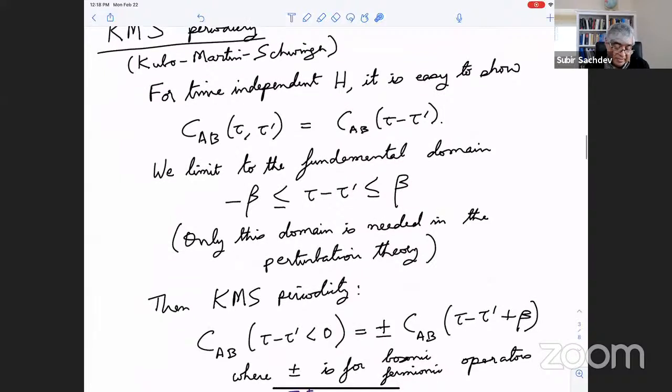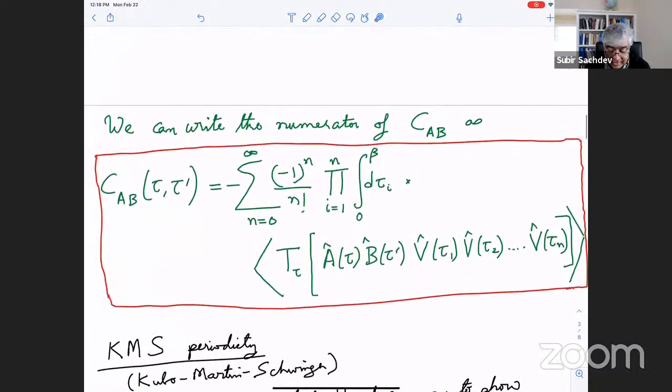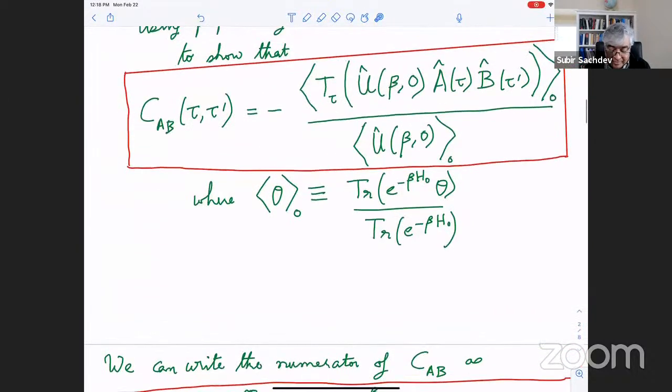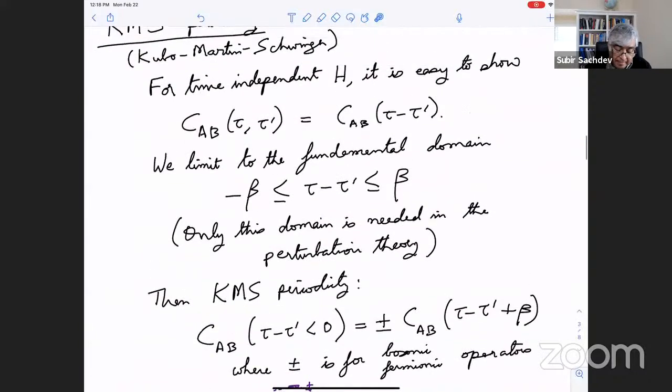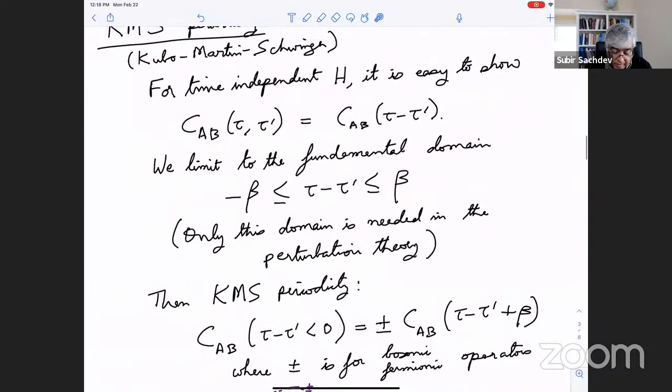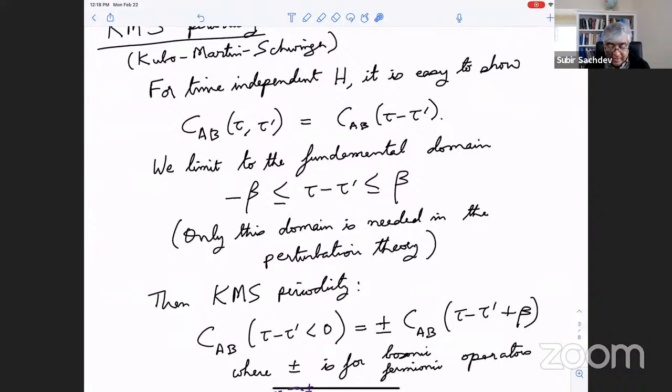First of all, this correlation function for a time-independent Hamiltonian, which we are going to assume from now on, is only a function of the time difference. This is not obvious from the way we wrote it, but you can go back and manipulate it and see that it's indeed the case. All right, so it's only a function of tau minus tau prime.